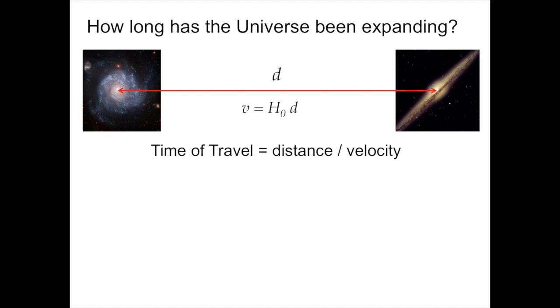The time of travel is equal to the distance traveled divided by the velocity. Well, for these two galaxies, that will be the distance apart, d, divided by their velocity, which is given by the Hubble law, H0 times d. You'll notice that d appears both in the numerator and denominator of this ratio, and so the distance cancels out, and the time of travel is just 1 over the Hubble constant.